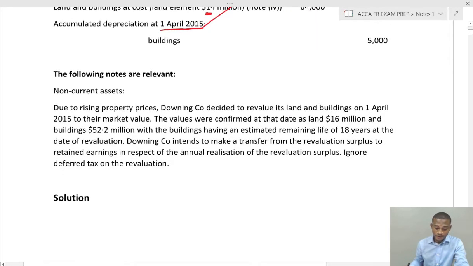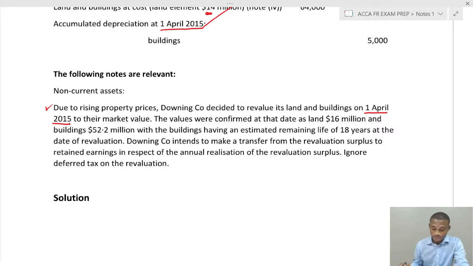Then we have additional information. It says that due to rising prices for properties, Downing Co. decided to revalue its land and building at 1st April 2015. What it means is that you need to know the date the revaluation took place so you can account for it appropriately. So they've decided to revalue the land and building on 1st April 2015 to their market value.